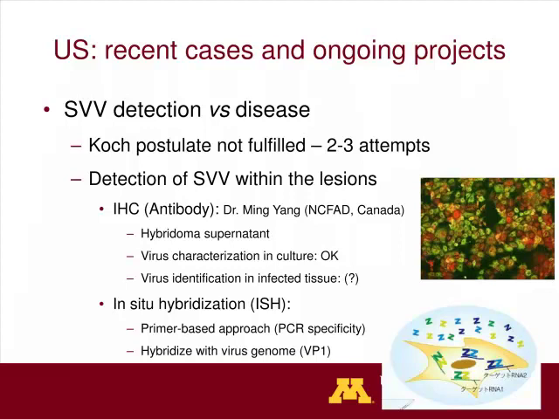So we have a characterization of the virus in terms of isolation. We got this antibody from Ming Yang from Canada, which is a hybridoma supernatant with low titer. It's a good tool for characterizing the virus in culture after you isolate it. But for identification of the virus in tissues in terms of IHC, because of the low titer, we have some difficulties. For that reason, we're jumping to in situ hybridization, which pretty much has the sensitivity of PCR. It is a probe-based approach, and the probe hybridizes to the genome of the virus, and we can see that on the slides. Okay?